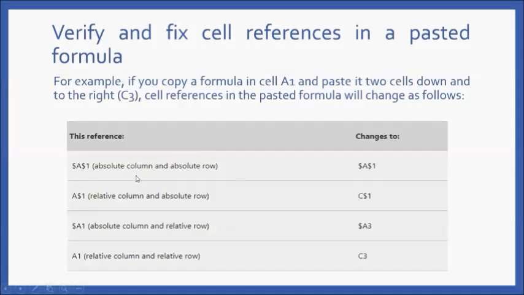We have absolute column and absolute row, $A$1, which stays the same. Relative column and absolute row, A$1, changes to C$1. Then we have absolute column and relative row, $A1, which changes to $A3. And relative column and relative row, A1, changes to C3.